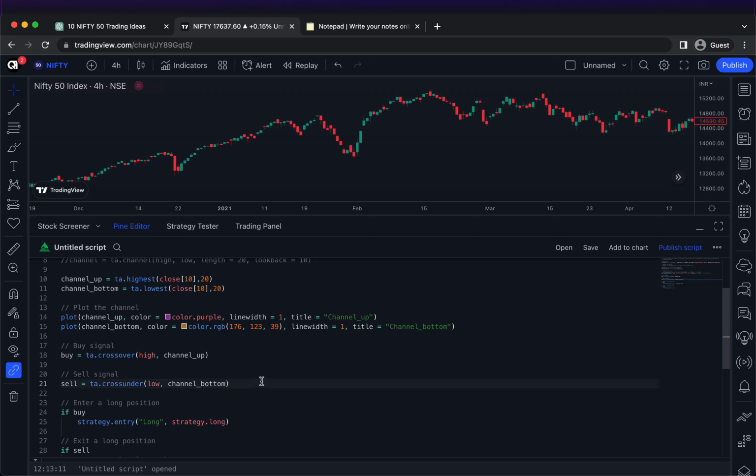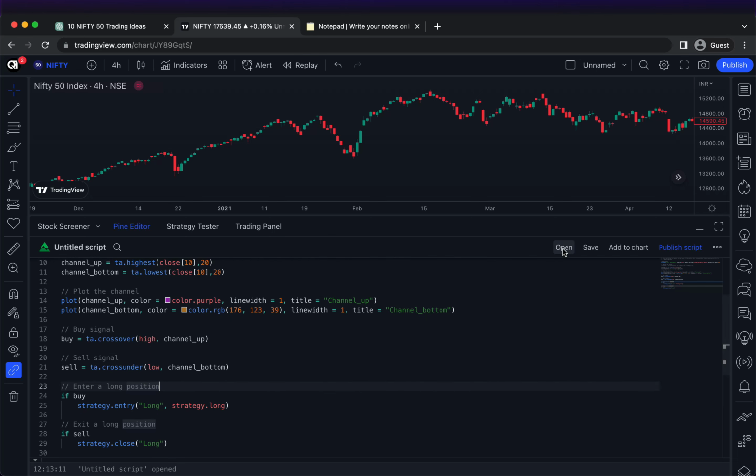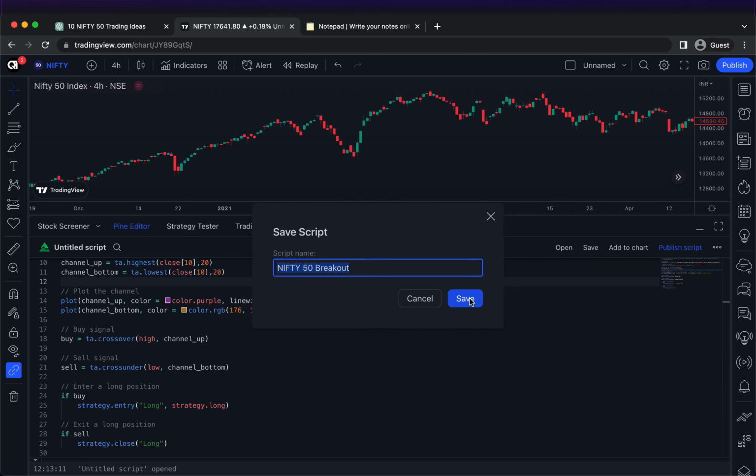This indicator, by the way, is used quite often for risk management. So it could be your stop loss signal at the bottom, but we will talk about it in a separate video.